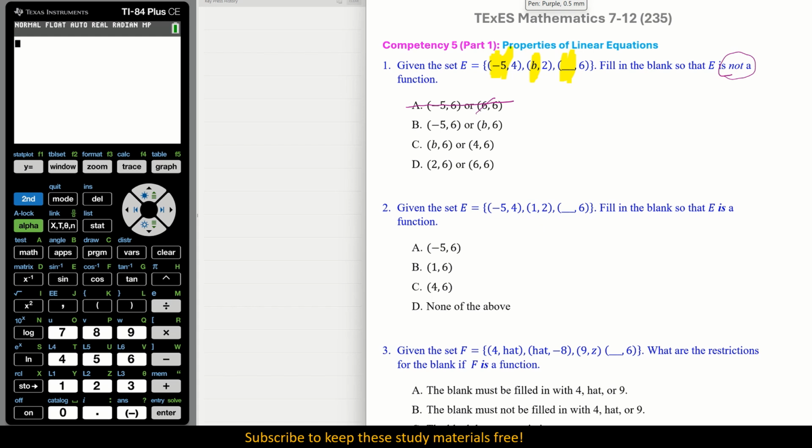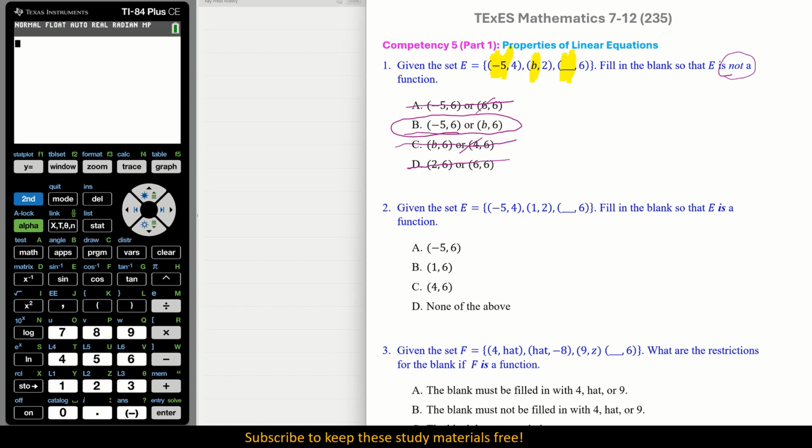The option B says -5 and B as our x values. I agree. Let's select that. However, C has B, but then it doesn't have -5. And D has neither B nor -5. So verified, B is our selection. Now, for the next one.